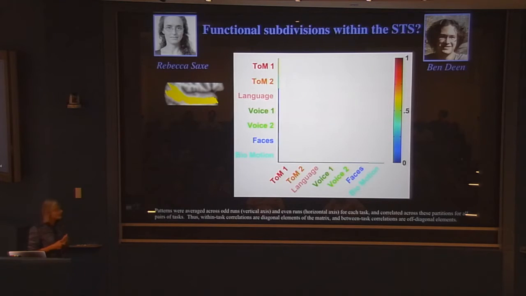So this is what Ben Deen and Rebecca Saxe and I have been up to for the last few years. That's Ben up there as a grad student in our program. And when I first said to Rebecca, we have to tackle this, she said, don't you remember? I tried answering that question when I was in graduate school, and I didn't. But anyway, we're trying again. I'm not sure we're doing much better, but we're doing a little better.